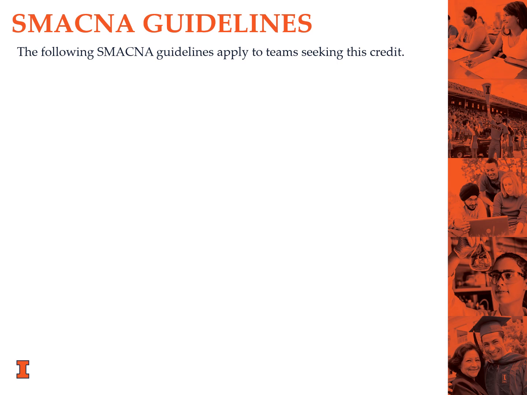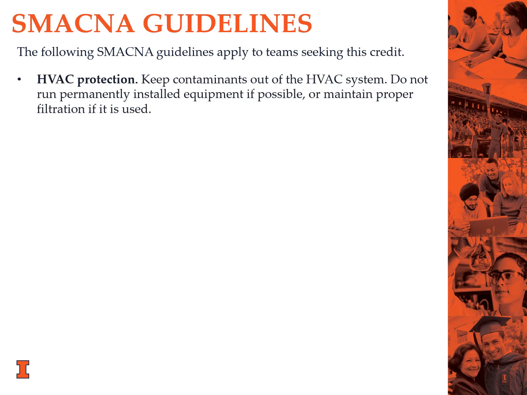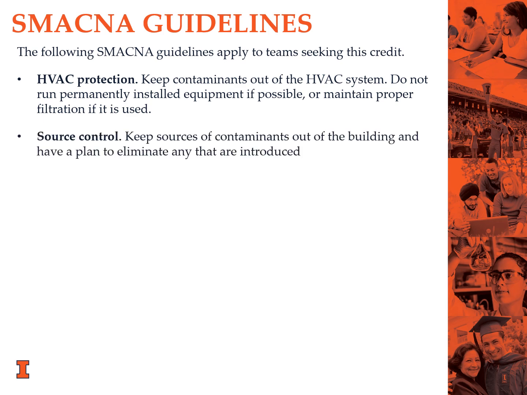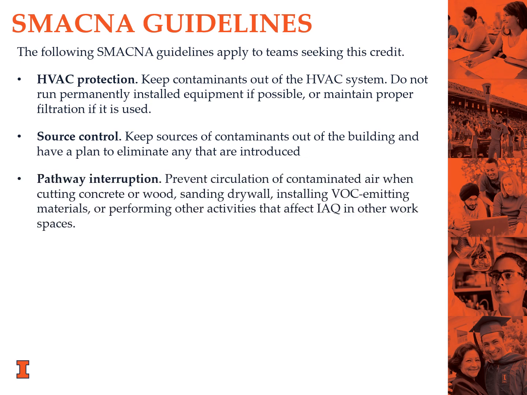The Sheet Metal and Air Conditioning National Contractors Association is referenced a lot throughout this credit, so now I'm going to talk about the guidelines. The first guideline is HVAC protection. Contaminants must be kept out of the HVAC system, and construction teams should try to avoid running any permanently installed equipment. The second guideline is source control. Sources of contaminants must be kept out of the building, and plans must be in place to eliminate contaminants if they are introduced. The third guideline is pathway interruption.